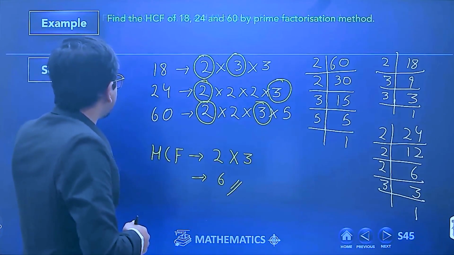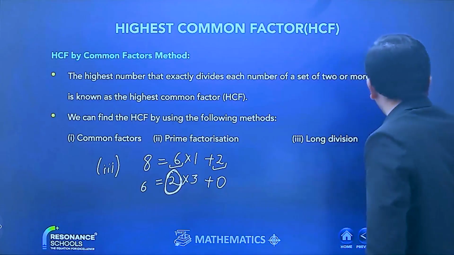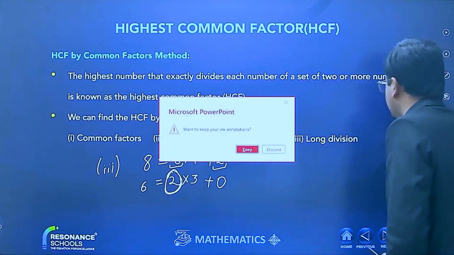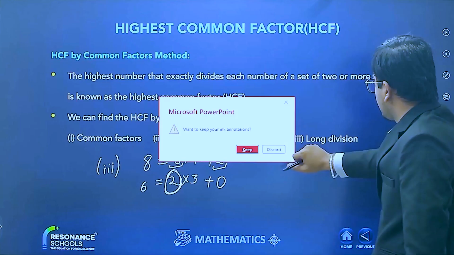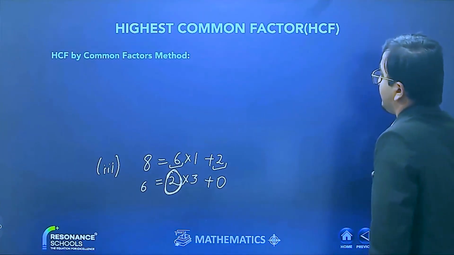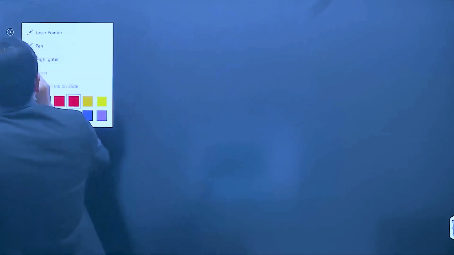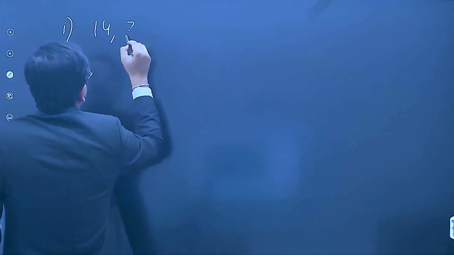Let's take an example for common factors first. Let me give you an example of how we can find HCF from common factors. Let us suppose I have 14 and 21.